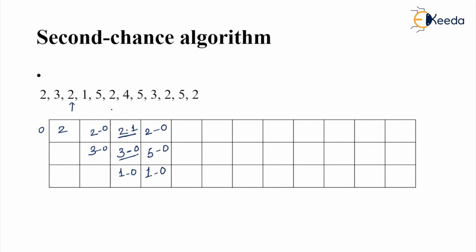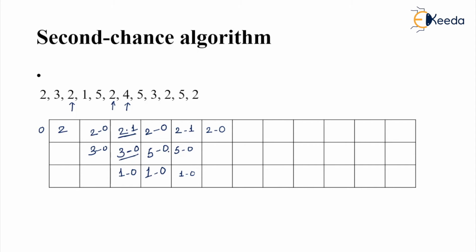We are done up to this point, and again 2 is coming. Because 2 is coming again, its reference bit will be set to 1. 5 remains 0, 1 remains 0. Now 4 comes, and here the reference bit of 2 is 1, so it gets the second chance, but its reference bit is set to 0.